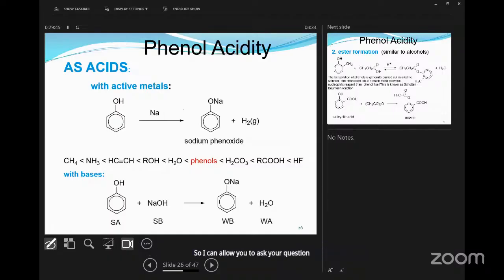Thank you very much. So these are just the reactions again. This is sodium reacting, so it's called sodium phenoxide, and then this is another one. And this is the reactivity order.